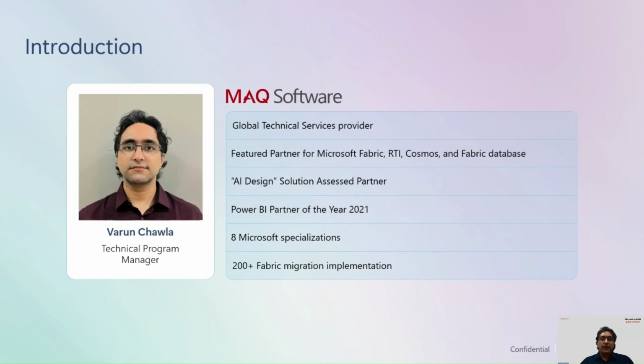I'm Varun Chawla, Technical Program Manager at MEQ Software. As a global technical services provider and a featured partner for Microsoft Fabric, RTI, Cosmos, and Fabric Database, our team is dedicated to delivering measurable results. We are proud to be recognized as Power BI Partner of the Year 2021 and to hold 8 Microsoft specialization credentials that reflect our commitment to excellence. We are focused on helping organizations accelerate their transition to Microsoft Fabric, and with more than 200 successful migrations, we bring proven expertise to every engagement.